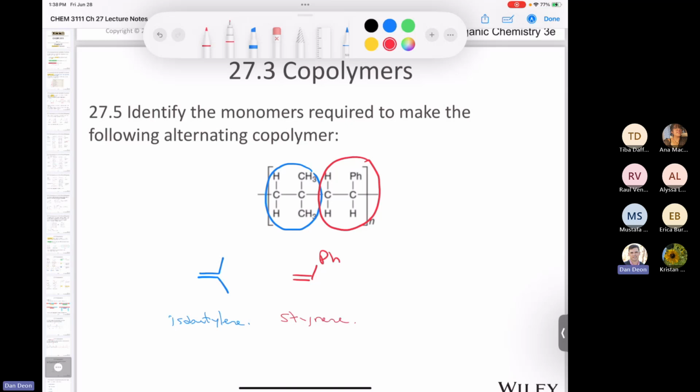All right, there we go. So there's a copolymer. We just identified a couple of monomers that it's made from.